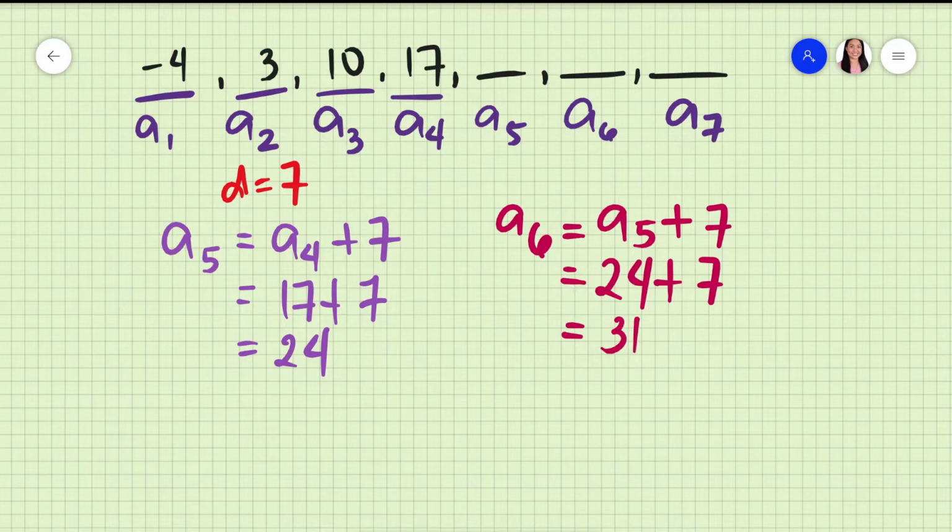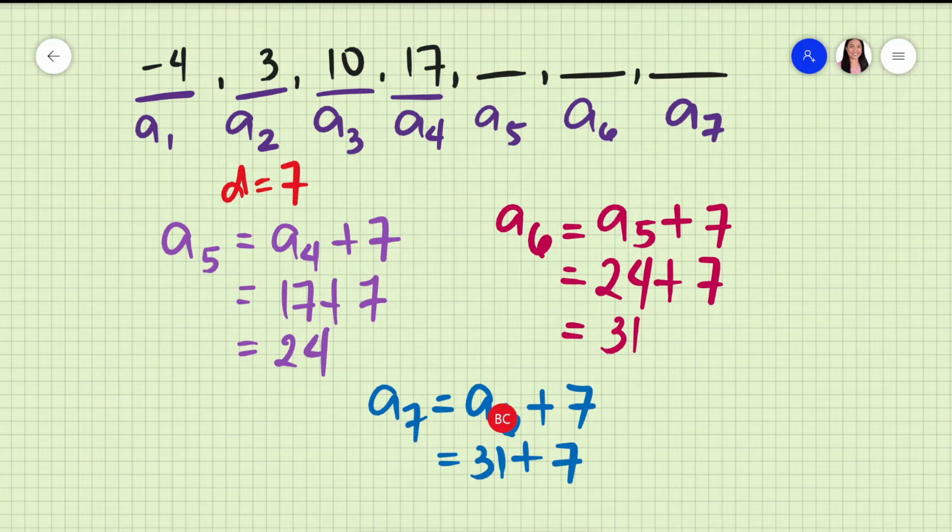Lastly, for the 7th term, or a sub 7, we can obtain this by adding a sub 6 plus the common difference, which is 7. Substitute the value of a sub 6, which is 31, then copy plus 7. Perform the indicated operation. 31 plus 7 is equal to 38. Thus, the common difference is 7, and the next 3 terms are 24, 31, and 38.